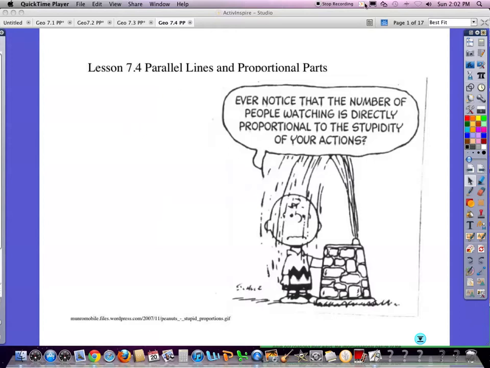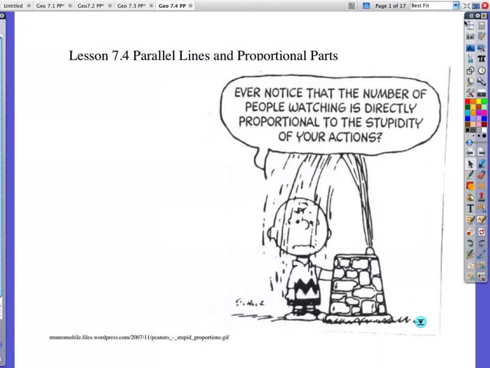Okay, this is the last section in the book that we're going to cover, section 7.4, over parallel lines and proportional parts. There's kind of a lot in this, lots of different things just kind of join. They didn't fit with anything else, so they put them together in one section. And yes, dealing with parallel lines quite a bit.